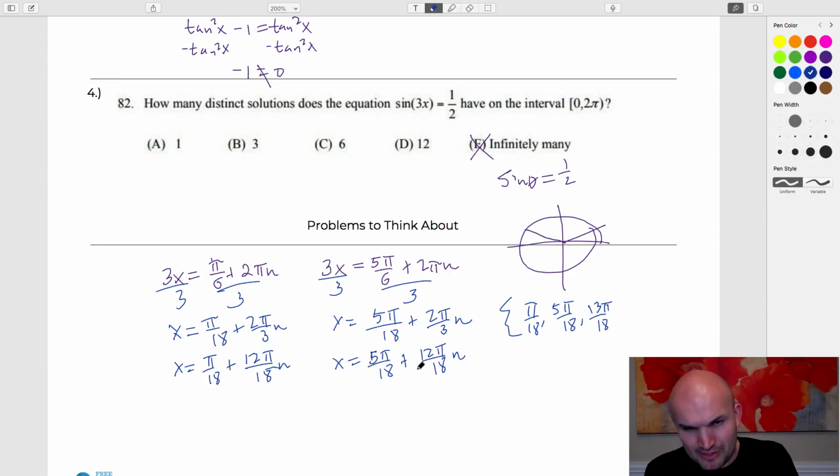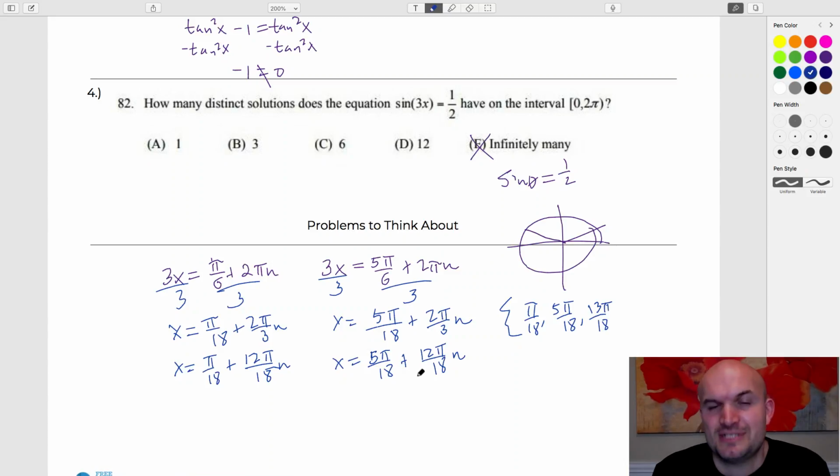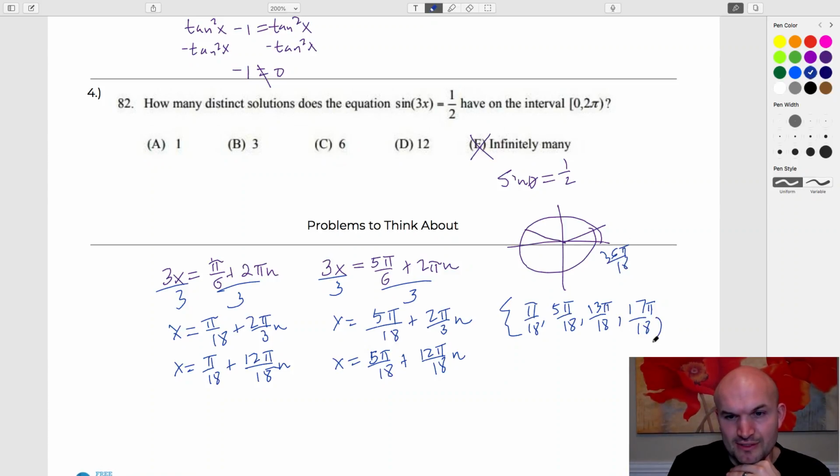There probably is a quicker way to do this, but my eyes are feeling a little tired, so I'm just going to work through the long way of actually finding all the solutions and then counting them. This would be 5 pi, and n equals 1 would be 17 pi over 18. When n is equal to 2, that's going to be 24. Now again, remember 2 pi would be 36 pi over 18, right? We're running out of space, so I'm going to continue this down.